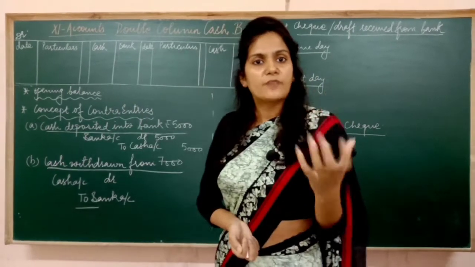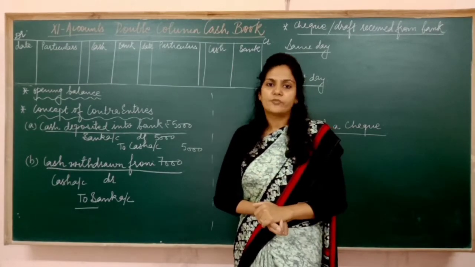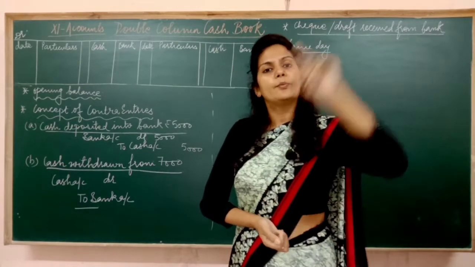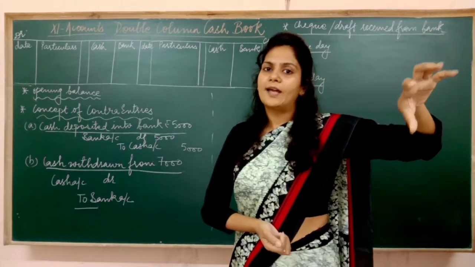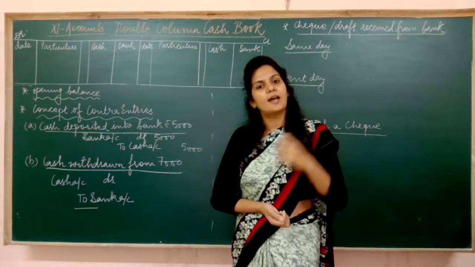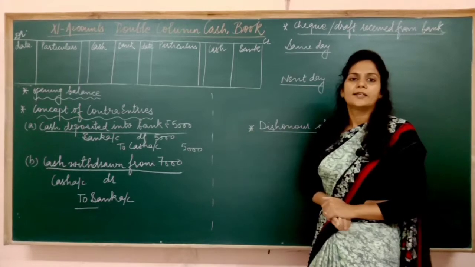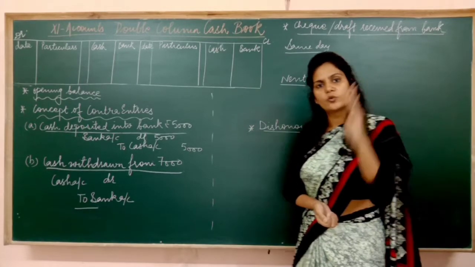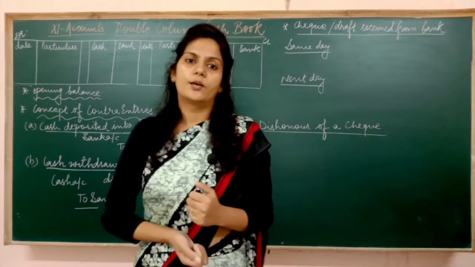But apart from cash, sometimes a business does some kind of banking transactions also. So if only the bank is maintaining an account for us, or only the bank is recording that, it's not fair. We also have to record the transactions in our book. That's why we have made one addition here, that apart from cash we have drawn one more column, that is the bank column.